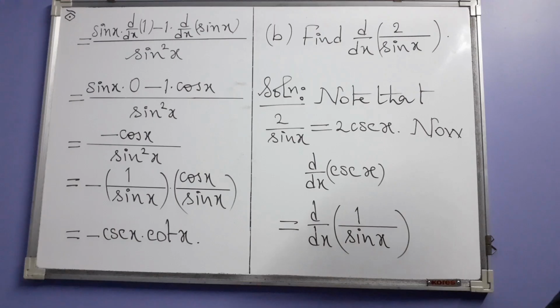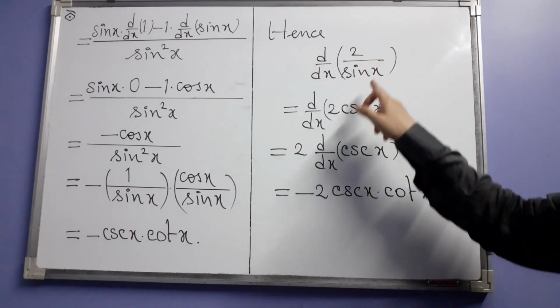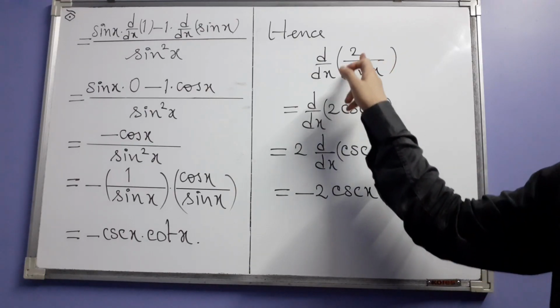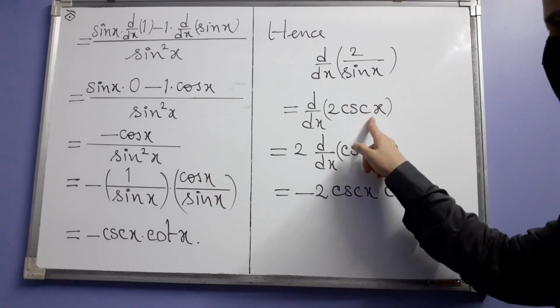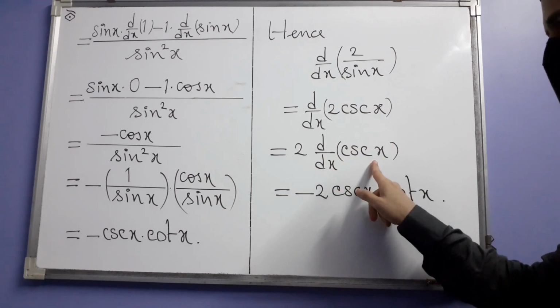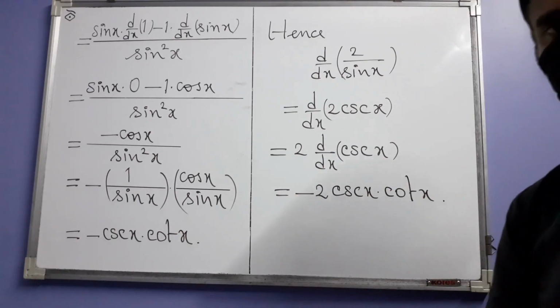So let's complete the solution. So finally, of course, we actually had to calculate this derivative of 2 divided by sin x. So that is the derivative of 2 cosecant x, 2 times derivative of cosecant x, which is this. So this is your final answer.